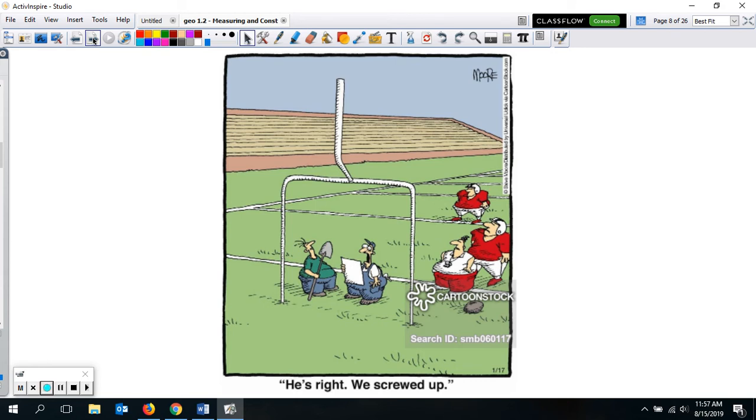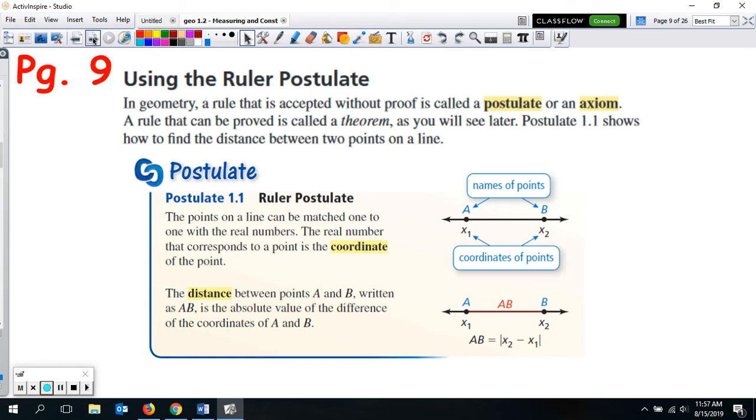All right, so here we go with our lesson. Looking at page 9 in your notes, from 1.2, the ruler postulate. Let's look at what it says here for the ruler postulate. A couple of words here, postulate and axiom, are on your vocabulary, so you want to write those down. It says in geometry, a rule that is accepted without proof is called a postulate or an axiom. So really these two words have the same definition. When we say postulate, we could also be saying axiom, or an axiom is a postulate.